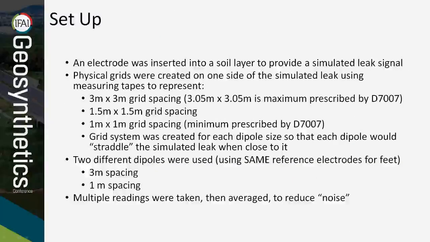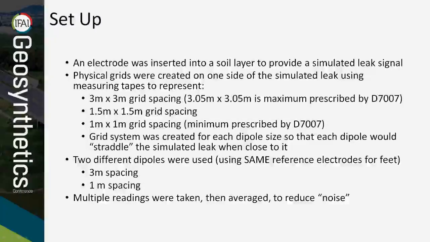To do these comparison trials, an electrode was inserted into a soil layer to provide a simulated leak signal. A physical grid system was set up on one side of the simulated leak using physical static measuring tapes to represent a 3 meter by 3 meter grid spacing, because 3.05 by 3.05 is the maximum prescribed by D707, a 1.5 meter by 1.5 meter grid spacing, and then a 1 meter by 1 meter grid spacing, which is the minimum prescribed by D707.